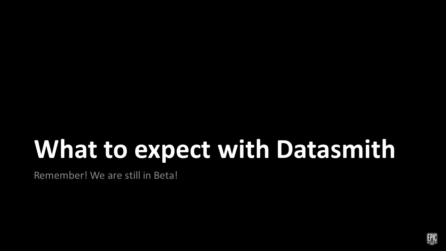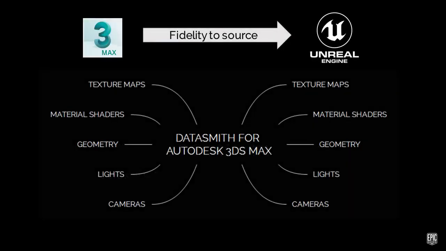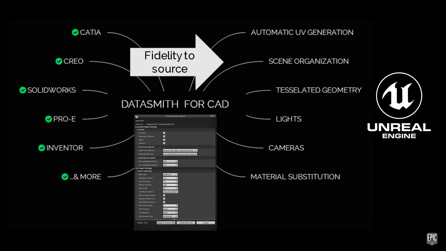So what does frictionless workflow mean anyway? When we announced the beta, we said it's our intention to really provide fidelity to the source scene. What that means is we want to take texture maps, shaders, materials, geometry, lights, and cameras, and make it easy for you to on-ramp them into Unreal Engine without a lot of the rework that it usually takes to set up all of your textures, lights, and cameras again once you import into the engine with an FBX workflow.